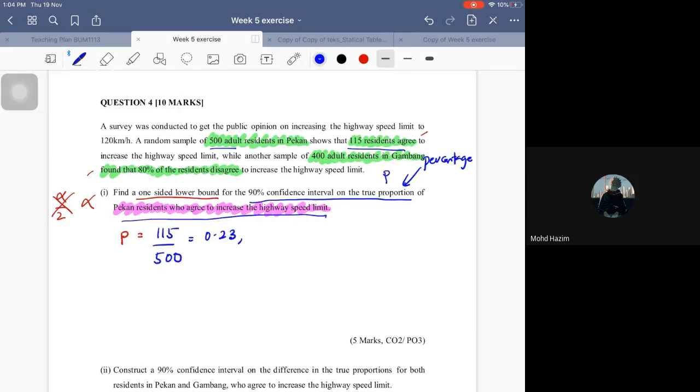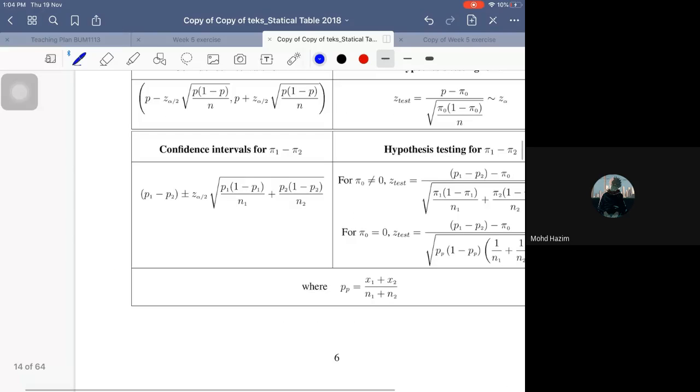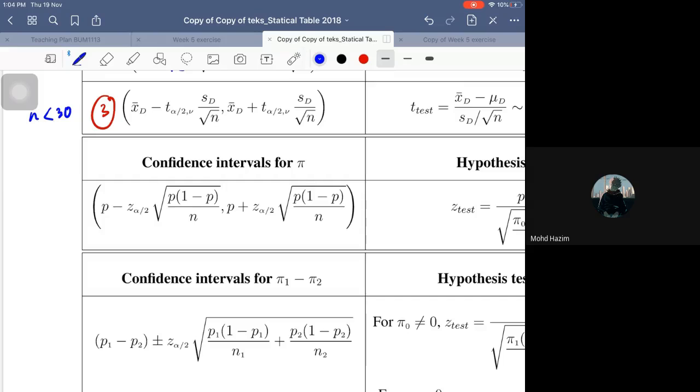Okay, and now we're going to have a look at the formula. Which formula are we going to use? This is going to be in terms of proportion. For the case of proportion, it is defined by pi. We use the pi symbol for proportion of the population. And the good news is that for the case of proportion, there is only one formula, which is going to be this one. So all you have to do is take this formula.